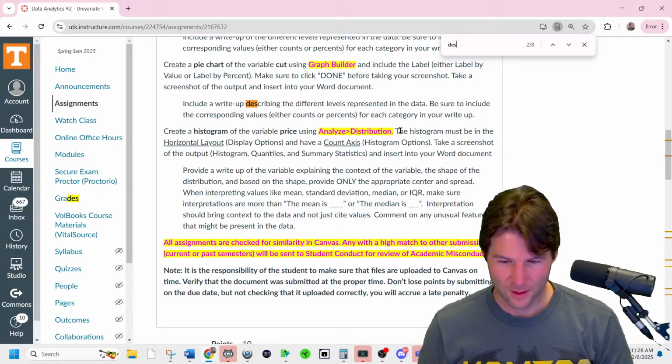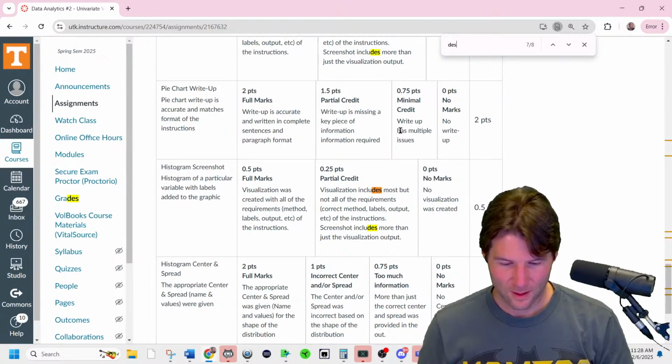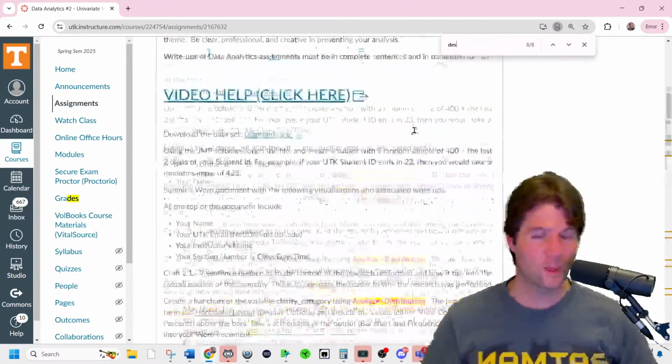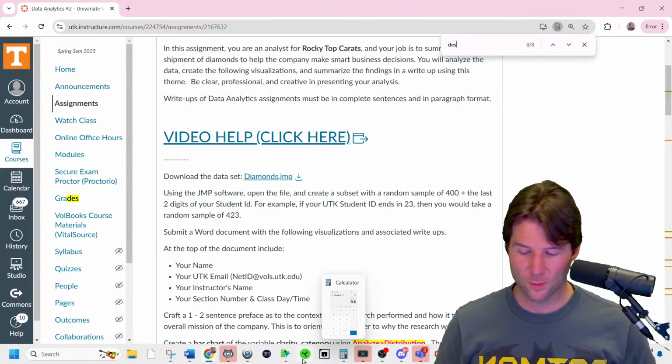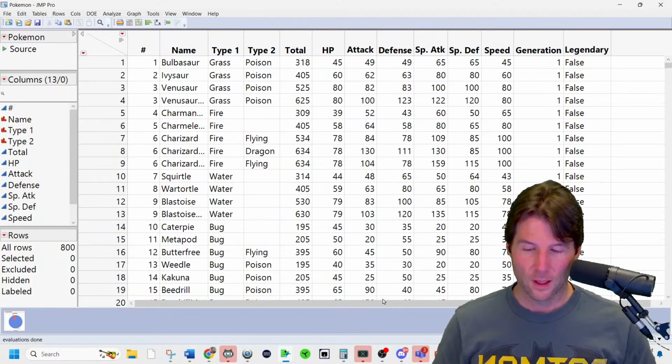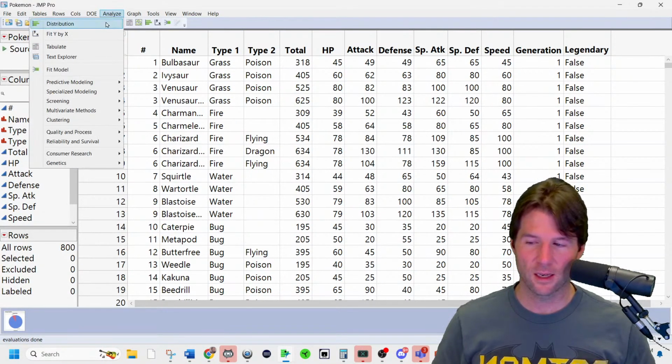Descending order? Describe. Might not say it this year, but that always catches me off guard. All you're going to do is just talk about the categories and what is most common, least common. Well, what about if we make a bar chart? Bar charts also have frequencies or percentages, and this can be done via Analyze, Fit Y by X.